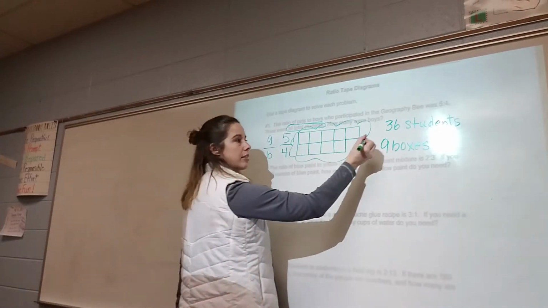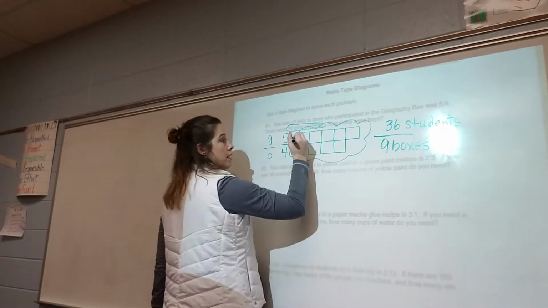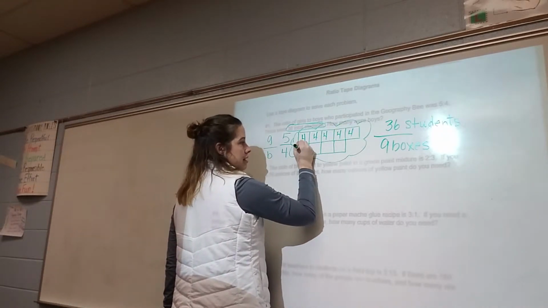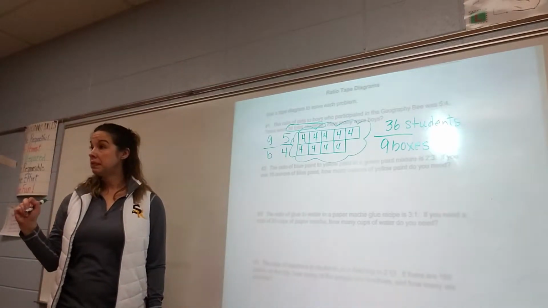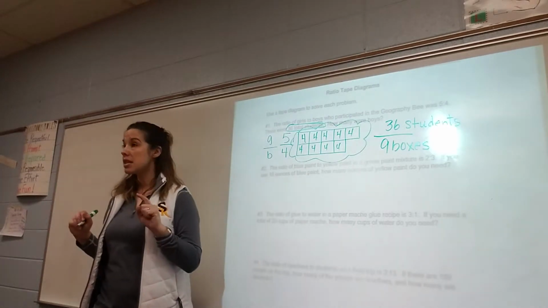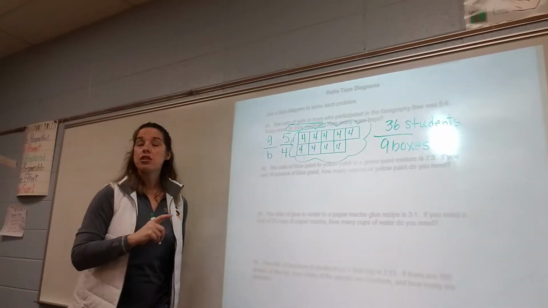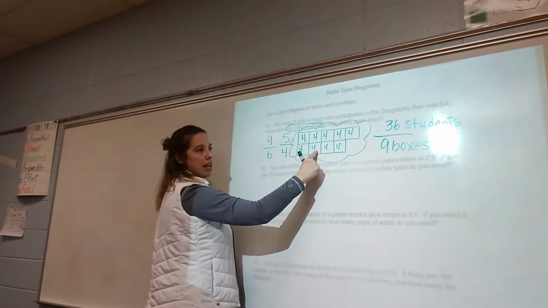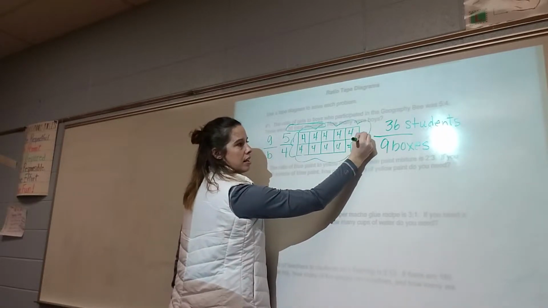So you're going to take 36 divided by 9, which is 4. So that means there are 4 students in every box. You guys follow me? This is your tape diagram. Now we can use this to answer our question. It says, how many were boys? So you look down at the boys and you count. I've got 4, 8, 12, 16. So my answer is 16 boys.